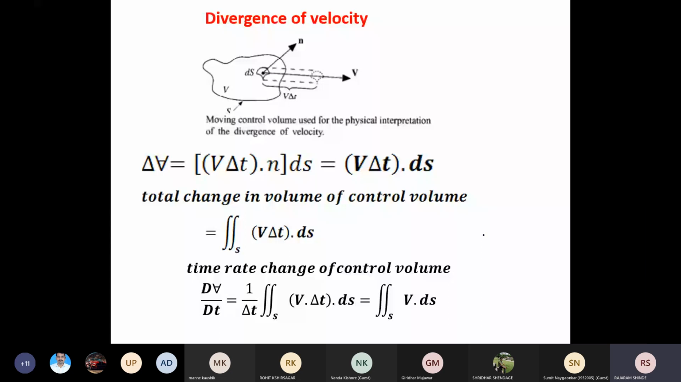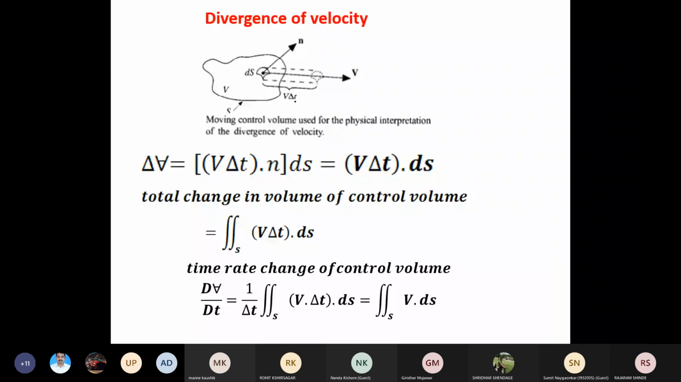Now for instance, consider an elementary surface dS of this control volume. Because of the local velocity V, this control volume is changing, and that change is, suppose, delta V due to the movement of the dS over delta t. Okay, suppose this dS is moving in this direction for a time delta t.